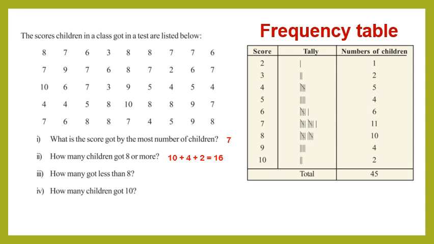Third question. How many got less than 8? So count 11 plus 6 plus 4 plus 5 plus 2 plus 1, which is equal to 29. So fourth question, how many children got 10? So our answer is 2. So when we make a frequency table like this, it is easier to answer all questions, right?